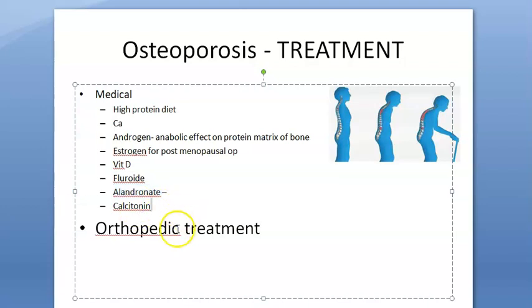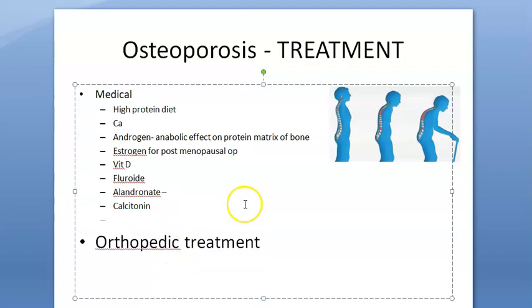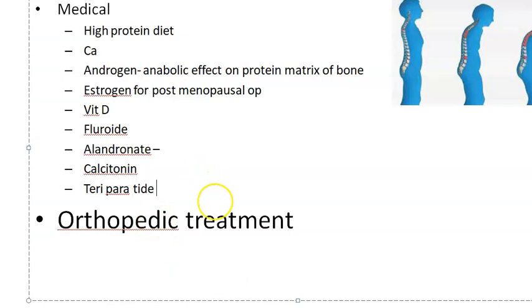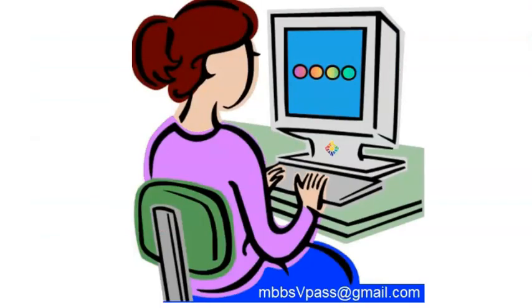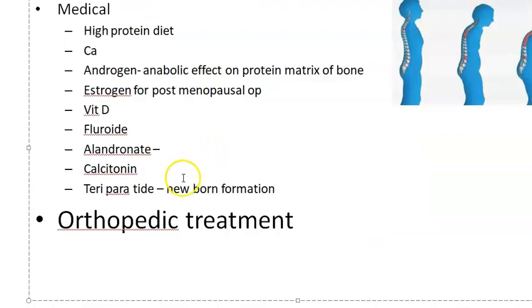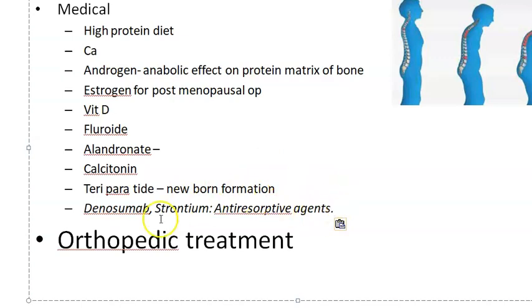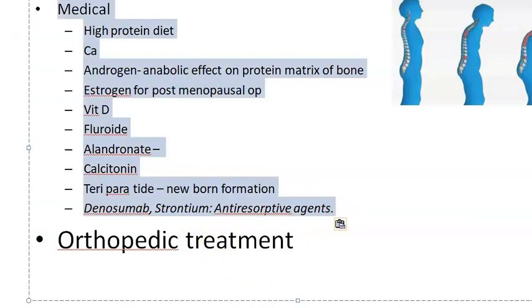Then teriparatide. What a name, right? So what is this teriparatide? It is an anabolic agent increasing osteoblastic activity, that is new bone formation. Teriparatide will help in new bone formation. Then you have some crazy names which are anti-resorptive agents. Denosumab, strontium. Strontium we know, right? It's an element. Strontium, anti-resorptive agents. So this is all about the treatment of osteoporosis.